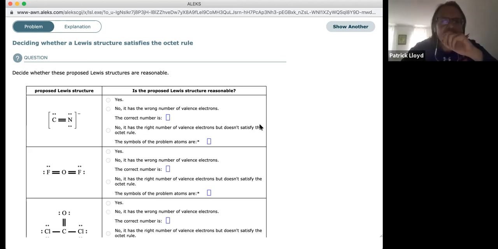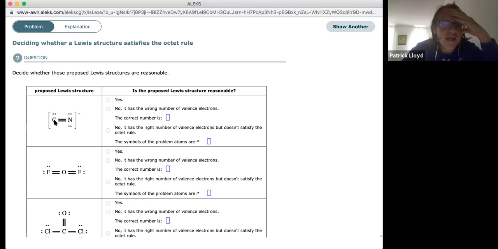And let's take a look. So let's do this first one. Here's your proposed Lewis structure. Notice they use the brackets. The brackets are what you put there if you have a charge, okay? We're going to talk later on about how we draw these Lewis structures. Well, we're going to be doing these ourselves, but for right now, they're giving them to you and you want to evaluate. Is this one a reasonable structure? Well, let's take a look.